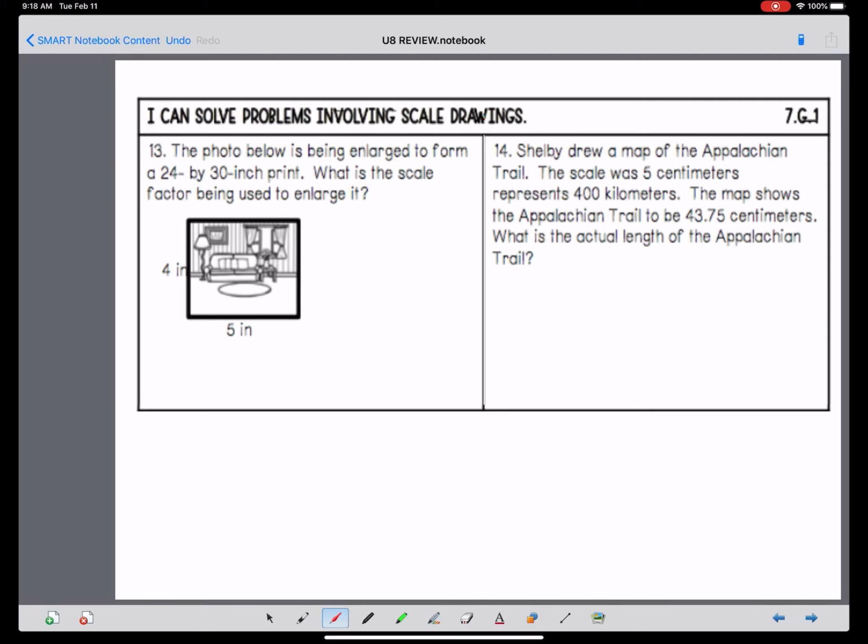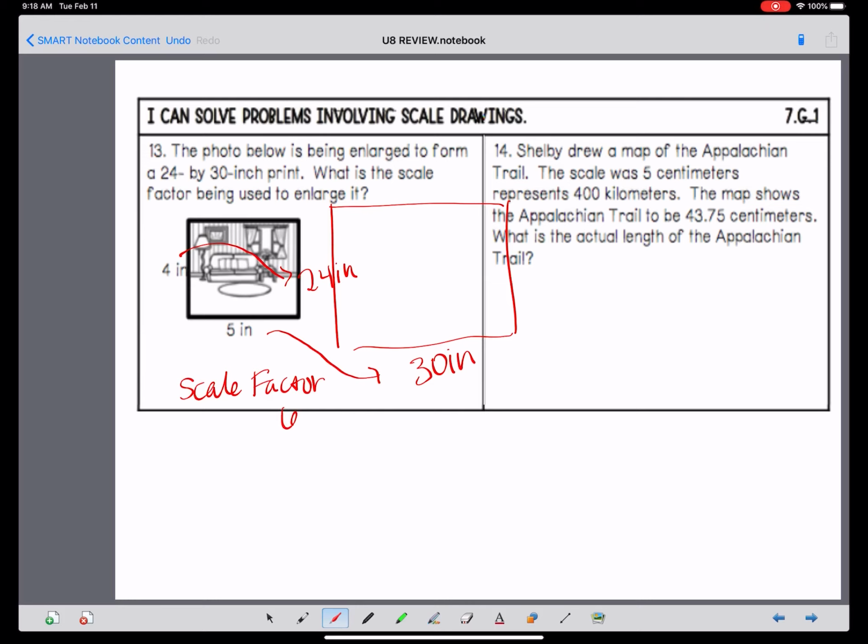The photo below is being enlarged to form a 24 by 30 inch print. What's the scale factor being used to enlarge it? Well, let's pretend this is our larger picture right here, and it's saying 24 inches by 30 inches. Well, what is our scale drawing? You could think, what do I multiply by to go from 5 to 30? What do I multiply by to go from 4 to 24? You multiply by 6 each time, and so your scale factor is 6. Just 6, that's it. You don't have to write inches, you don't have to write anything else. The scale factor is just 6.